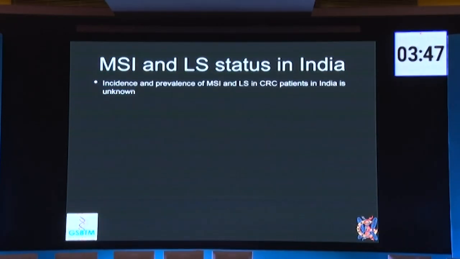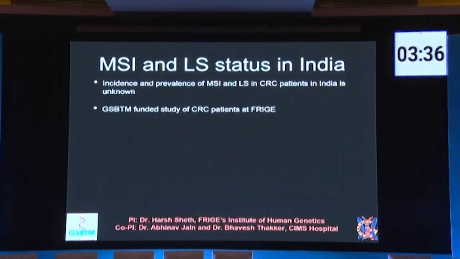But coming back to India now, right now, nobody in India knows the incidence or prevalence of either MSI or Lynch syndrome in colorectal cancer patients, which is extremely sad. So we applied to the government and we got funding. And I'm glad to say I'm the PI on this grant, and my co-PIs are Dr. Abhinav Jain and Dr. Bhavish Thakkar at SIMS Hospital.